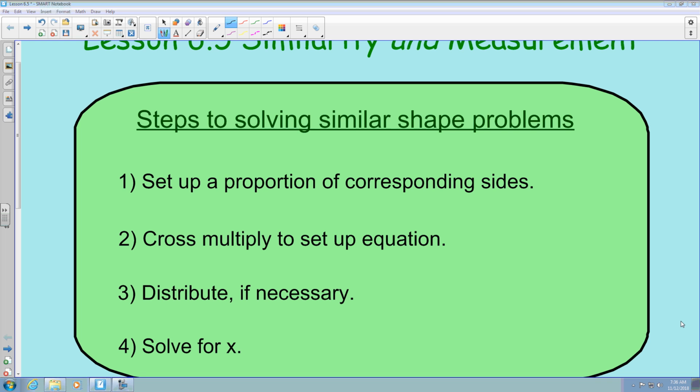Usually what you're going to do is set these up using corresponding sides that have given values, given measurements for the sides. And then for the most part, you're going to be asked to find a certain value. Usually it's like a variable x. Sometimes it's other variables, of course, but for the most part, you're going to be asked to solve a certain variable. When you do that, you cross multiply the equation like we did earlier on in the chapter, distribute if necessary, and then we solve for x.